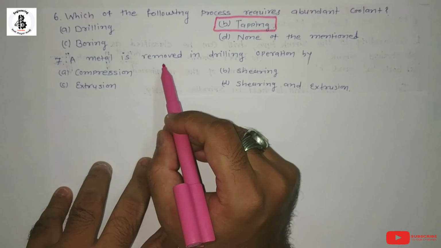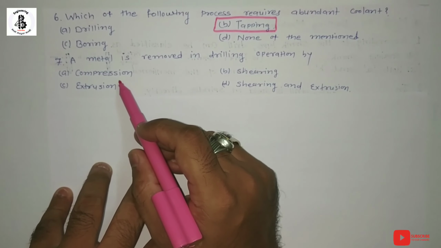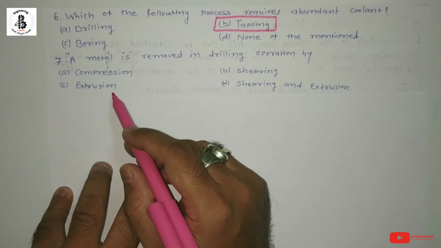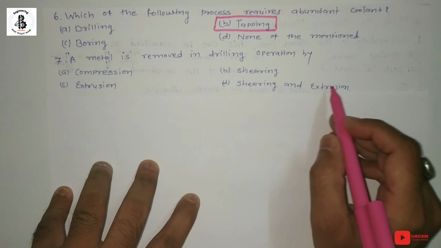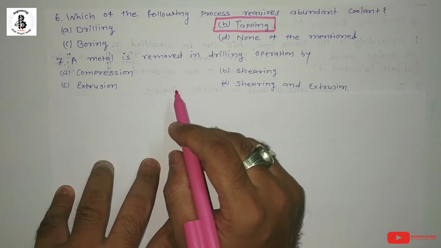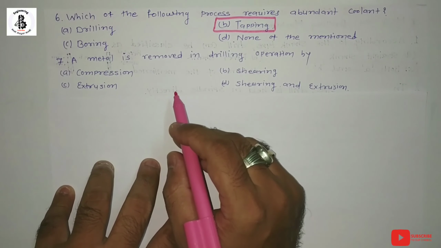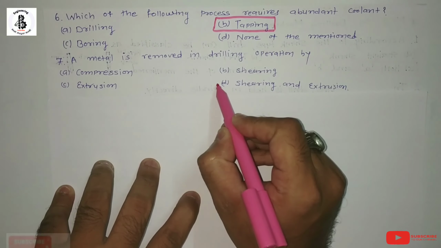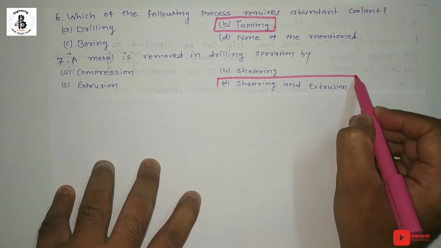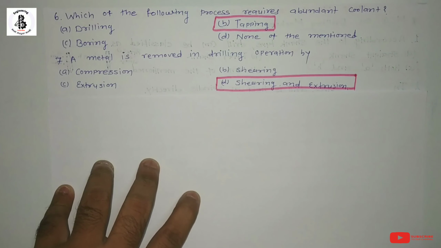A metal is removed in a drilling operation by option A, compression, option B, shearing, option C, extrusion, and option D, shearing and extrusion. So basically for drilling operations, shearing and extrusion are both used for removing the metal. According to this question, shearing and extrusion both are used to remove metal in drilling operations. So option D. Then the next question.